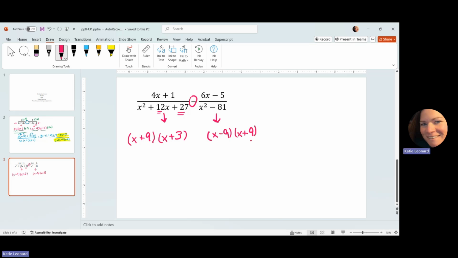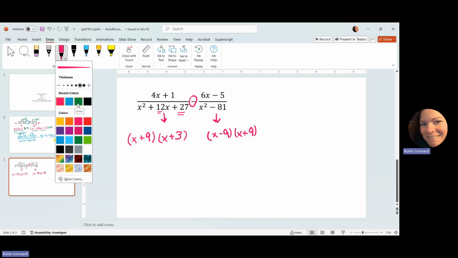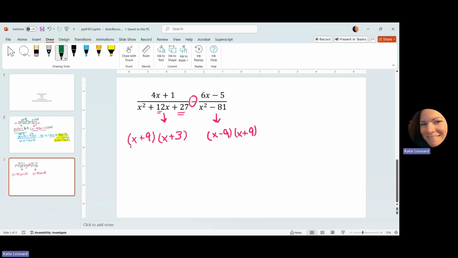It doesn't matter which one has the minus and which one has the plus, so long as you have two factors with x and 9, one having subtraction and one having addition. So now that we have it in factored form, we look for what is common in both of them. Well, I see x plus 9 in both.